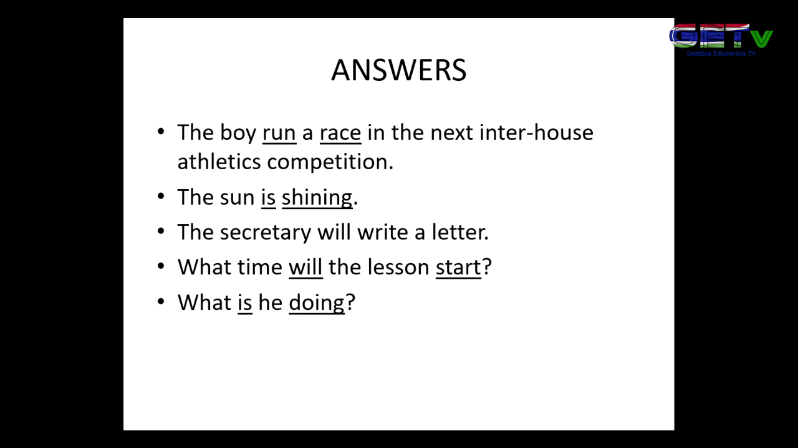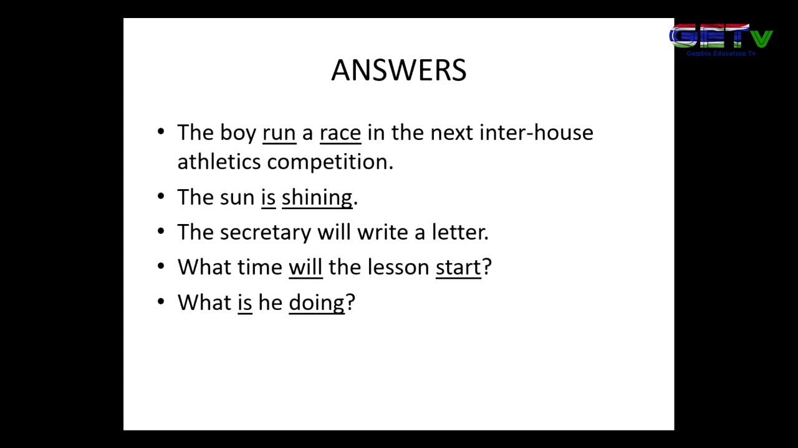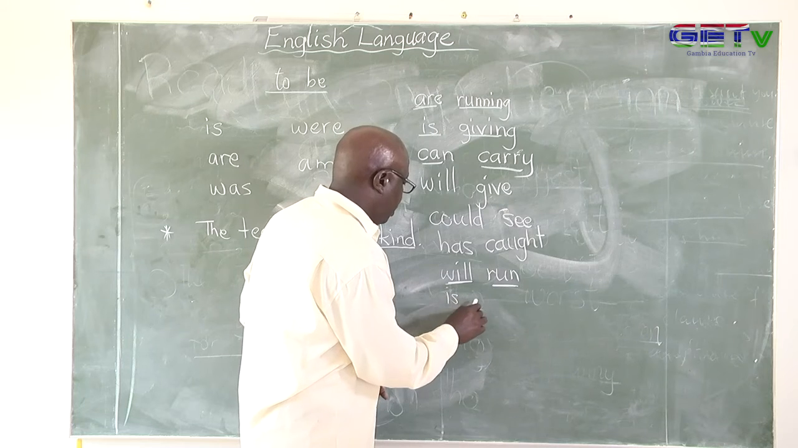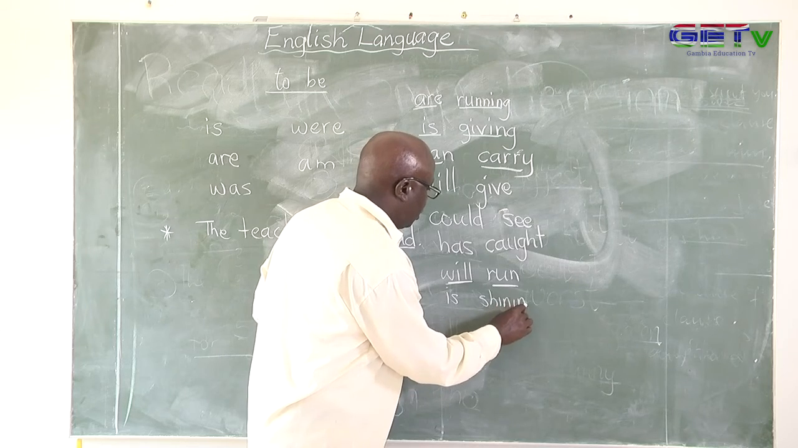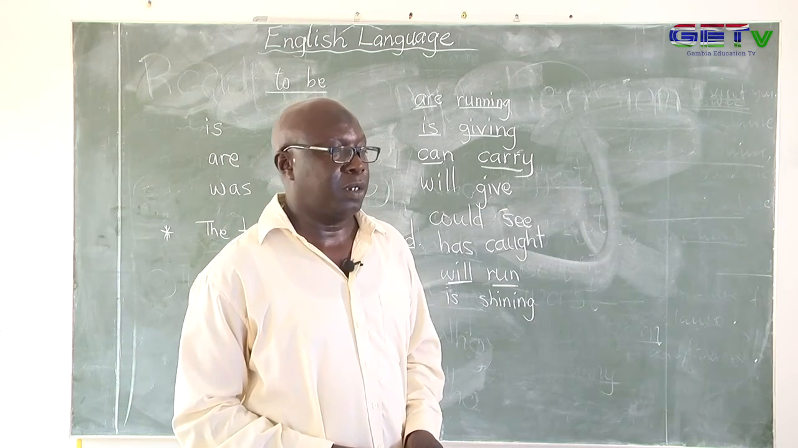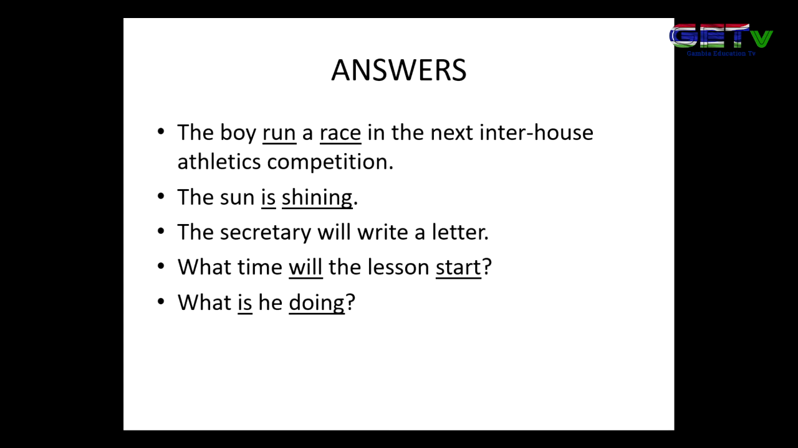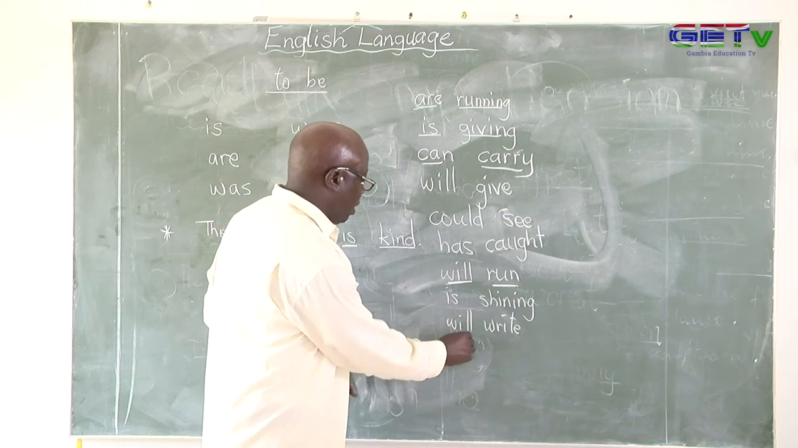The boy will run a race in the next inter-house athletics competition. So the answer should have been will and run. The sun is shining. Is shining. The secretary will write a letter. Will write. The verbs in two parts are will and write.